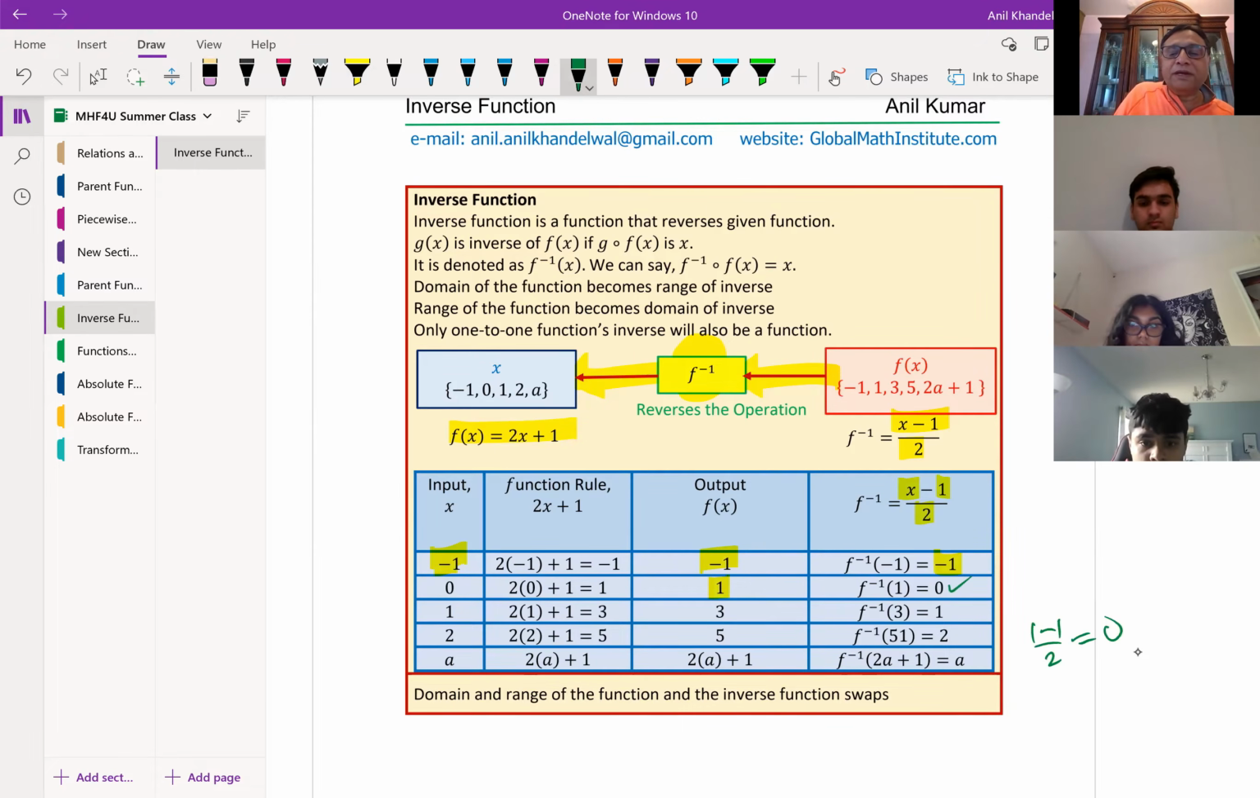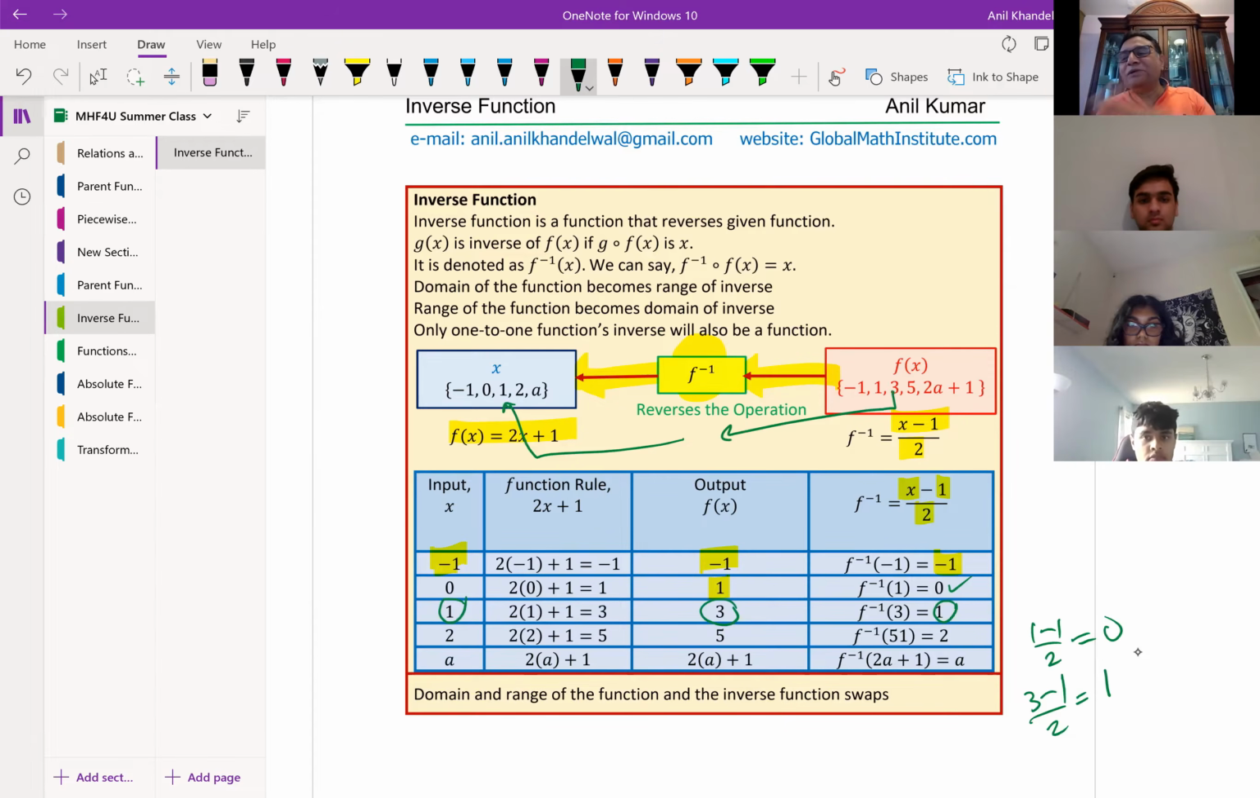If I feed in 3, then what do I get? I get 3 minus 1 over 2. 3 minus 1 is 2, and so we get 1 here, and 1 was the earlier input. Do you see that? So if I feed in 3, then I do get 1 as my output. So the same input has become now the output. Do you see that? And therefore, we have verified that the function given is really an inverse of the earlier function. Is this clear to you?